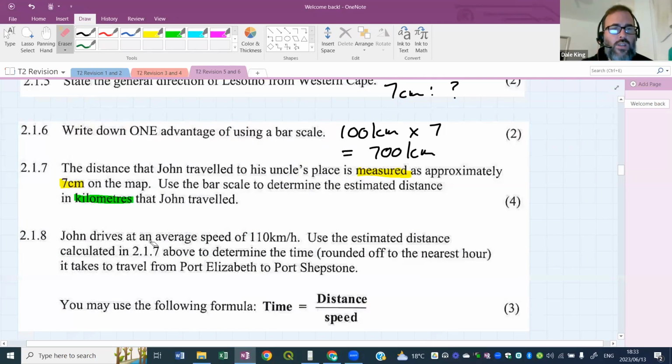It says, John drives at an average speed of 110 kilometers per hour. Use the estimated distance calculated in 217 above to determine the time and round off to the nearest hour that it takes to travel from Port Elizabeth to Port Shepstone. So it's a speed, distance, time question. Okay. Now they give you the formula. All we have to do is substitute into this formula to get our answer.